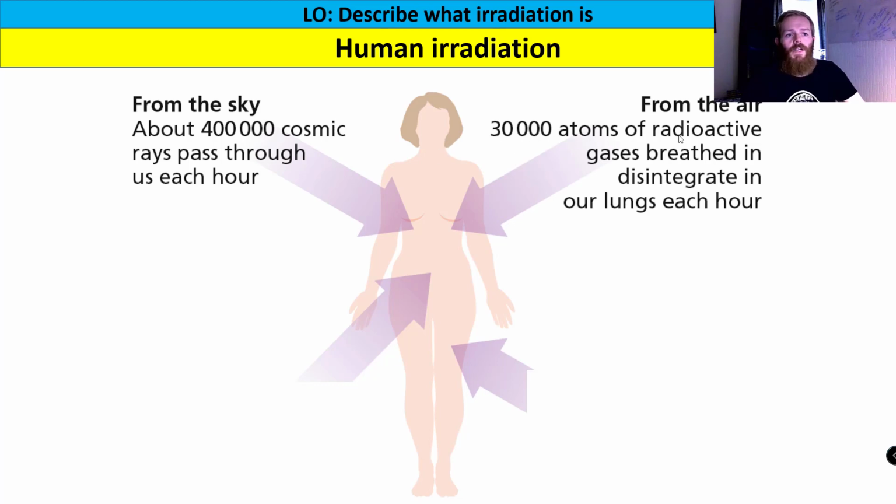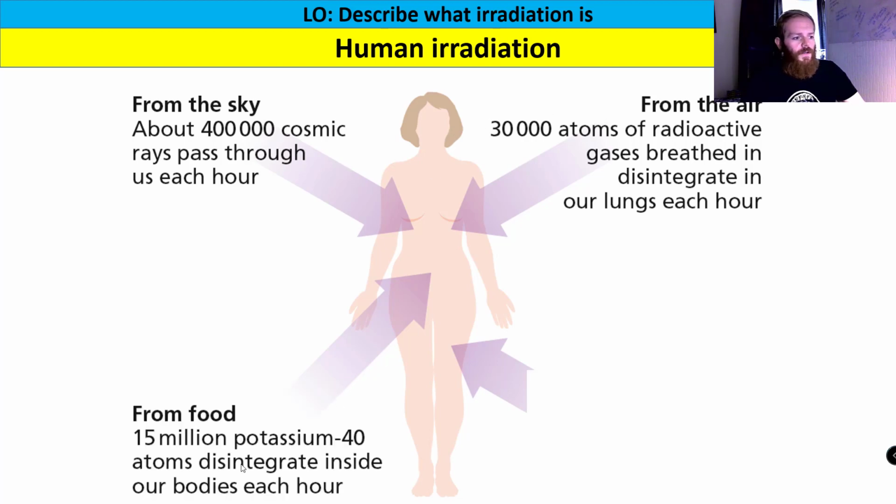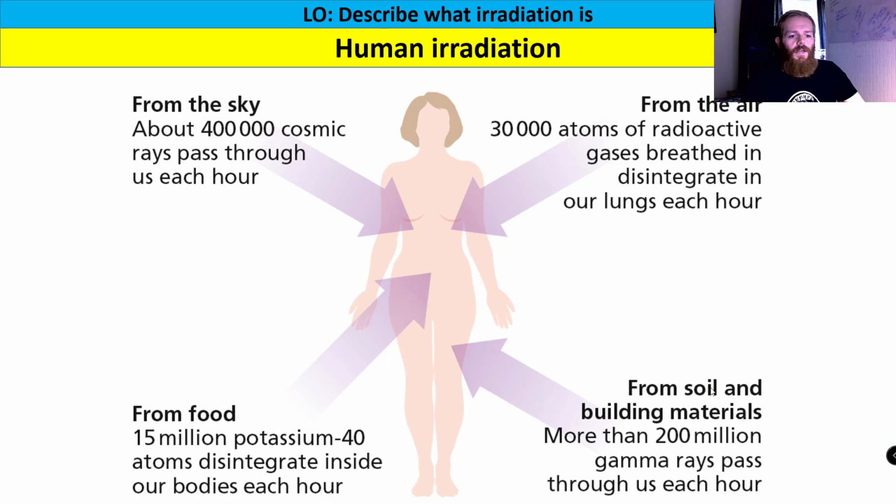From the air, 30,000 atoms of radioactive gases get breathed in and disintegrate in our lungs each hour. This is sounding horrendous so far, isn't it? From food, 15 million potassium-40 atoms disintegrate inside our bodies each hour. So bear in mind, each of these is ionising radiation. And then down here, from soil and building materials, more than 200 million gamma rays pass through us each hour. So this is a ridiculous amount of radiation that you're being subjected to every single hour.